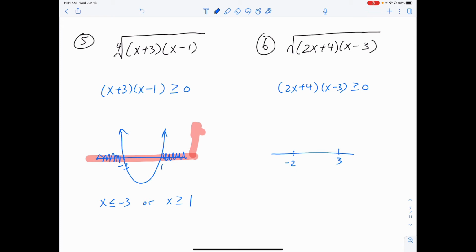Once again, we think about, is this going to be an upward or downward parabola? This once again becomes upward. And we can see here that we want it to be greater than or equal to 0. So that means it's going to be above the line. For that to occur, once again, it's going to be on the outsides. So for our restriction here, we have to write that x will be less than or equal to -2, or that x must be greater than or equal to 3.